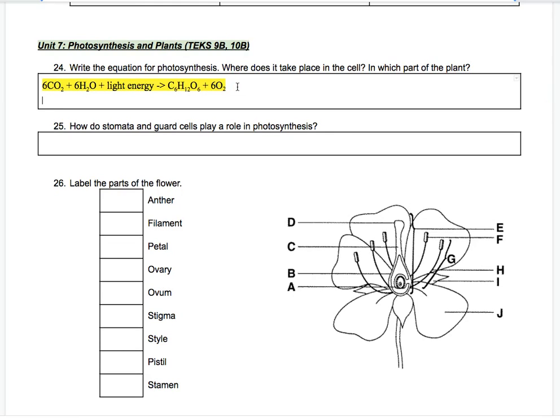And again, in case you want me to write out what they are, it's carbon dioxide plus water plus light energy is going to yield or make sugar, like glucose, and oxygen.